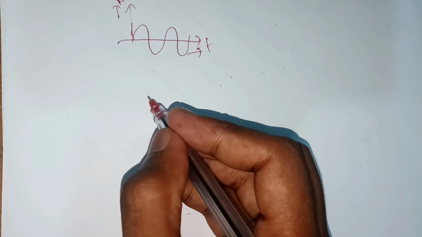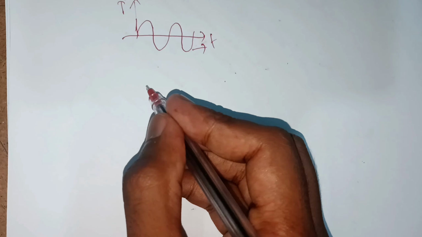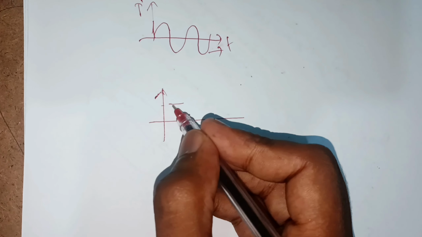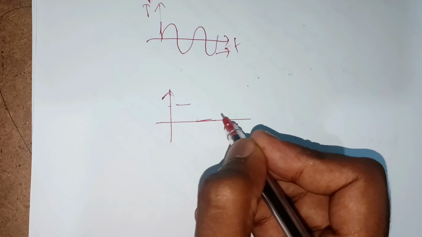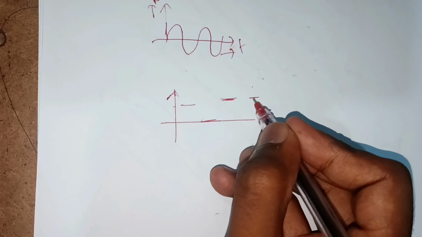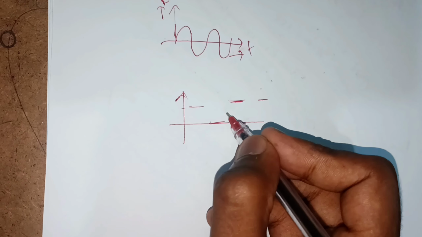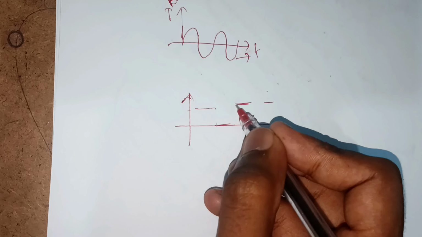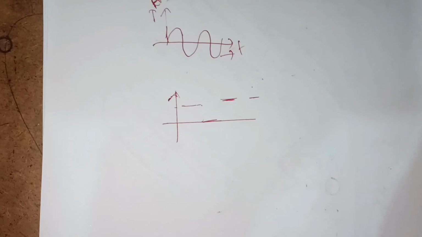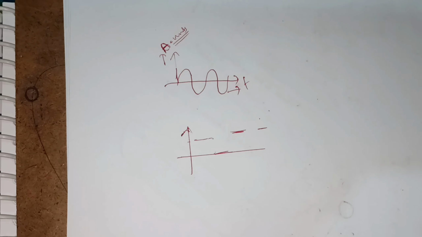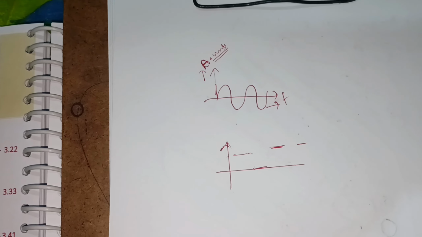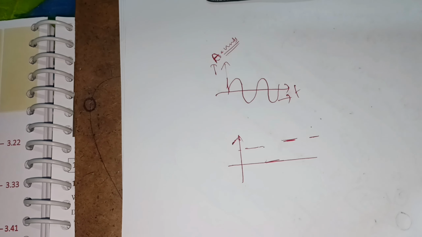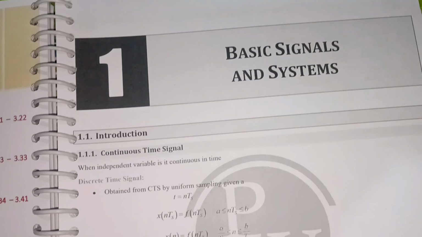If it is discrete, discrete means what? Like this. This is a discrete time signal. There are some empty gaps in the signal, so it is called a discrete time signal. And next, we are going to understand the significance and also the formulas for the continuous time signal. Let's have a look at it in the textbook.